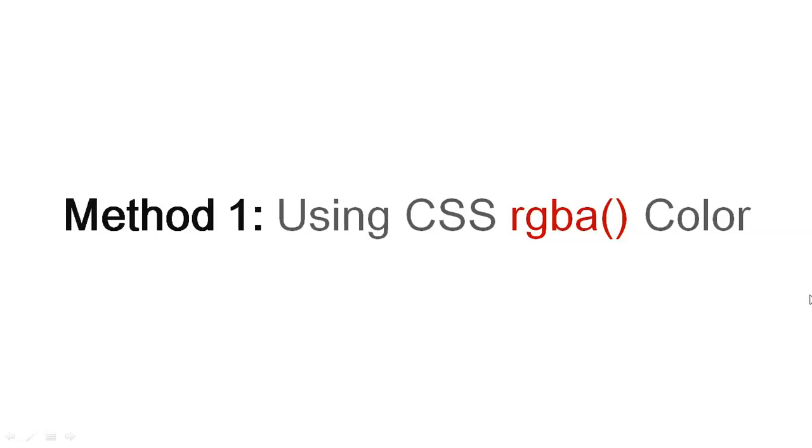Let's start with the first method using CSS RGBA color. You can use the CSS RGBA color code to give a transparent background color. If you want to make the text background visible to the visitors to display the back image, the effect is useful to add look and feel to the element.